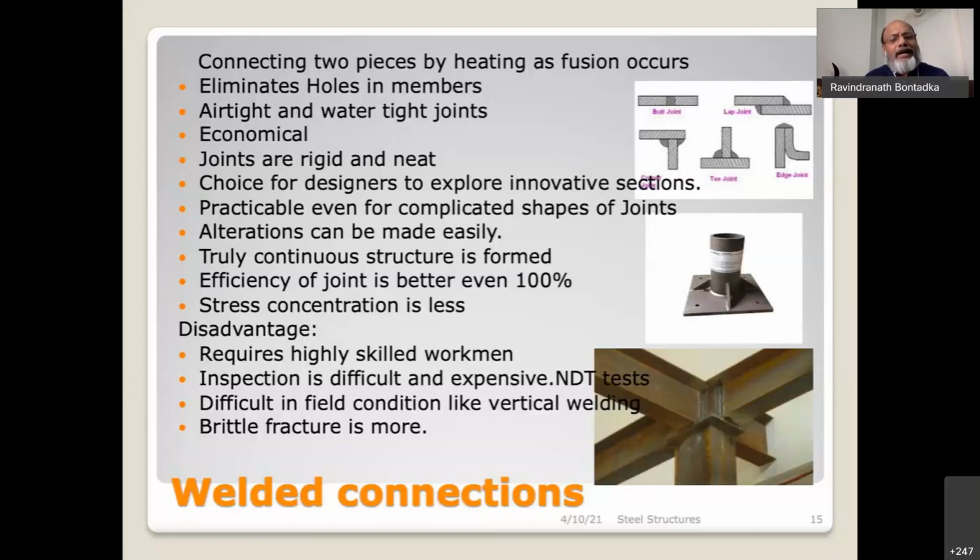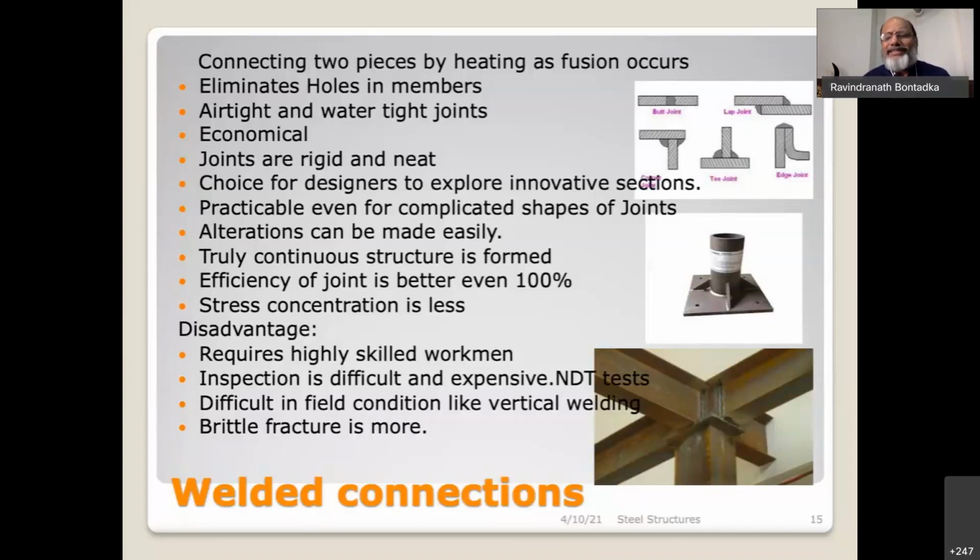Then alterations can be made easily with the welded joints, where you can weld another piece to a base member or wherever you want. Either addition or deletion can be done. Then a truly continuous structure is formed, with the quality of weld. If you are able to establish a good weld, it will be much more continuous. You can take it as a continuous one. Then the efficiency of the joint is better, even 100% sometimes you can take. Then stress concentration, as I mentioned earlier, is much lesser.